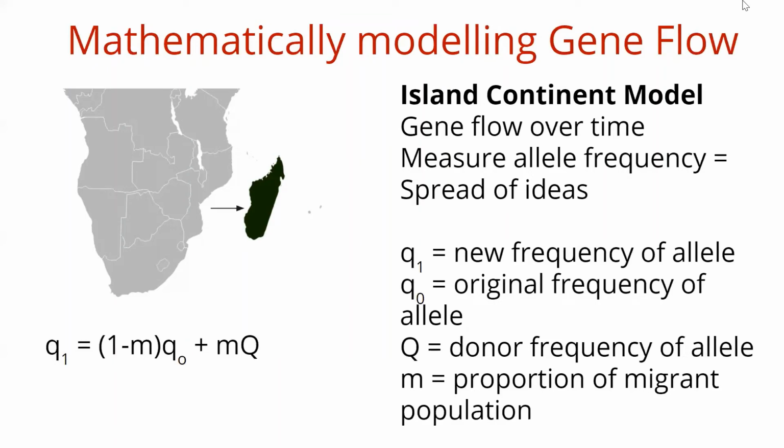To define the terms, the big Q represents the frequency of ideas in the migrating population, so the new refugees that are coming into this population. Q0 represents the original allelic frequency, or idea frequency, in the original population that they're joining. Q1 represents the new allelic frequency after the two groups combine. And M represents the proportion of the population that is migrant, so this essentially represents the rate of migration.